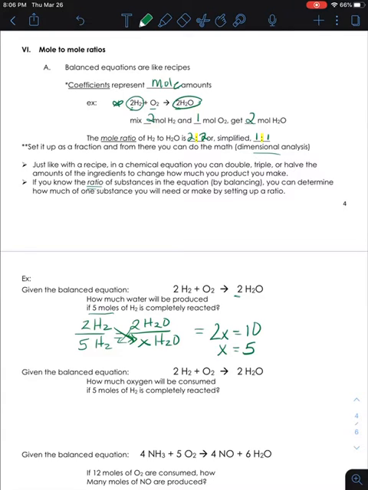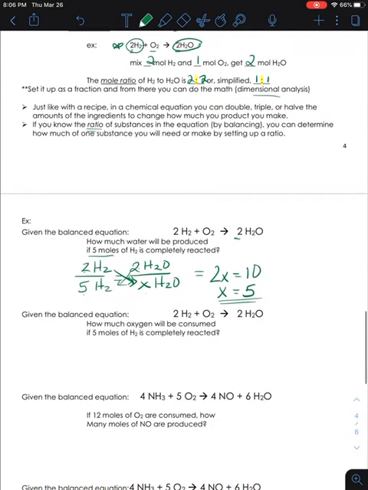Or you can just look at it by eye and say, well, there's a 2 on the left, there's a 2 on the right, 5 on the left, there'll be a 5 on the right. So we're able to take that ratio and use the balanced equation in order to get what we want. Okay, so let's take another example. Using, again, the same equation, the synthesis of water, how much oxygen will be consumed if 5 moles of H2 are completely reacted?